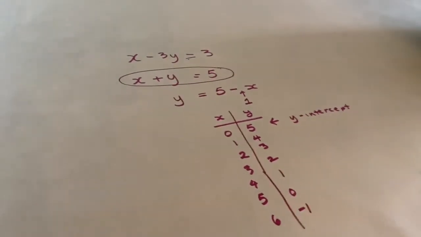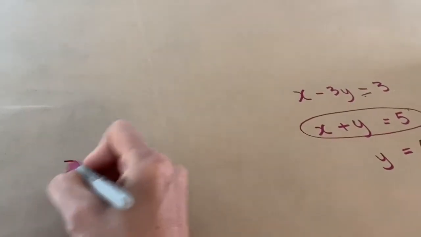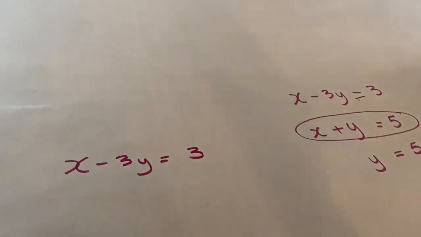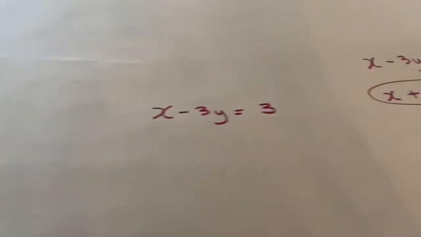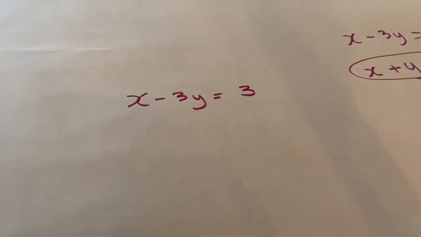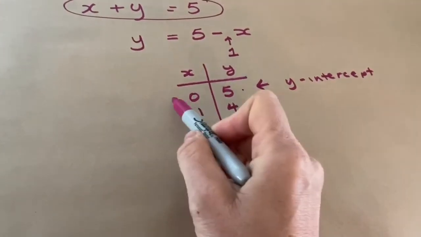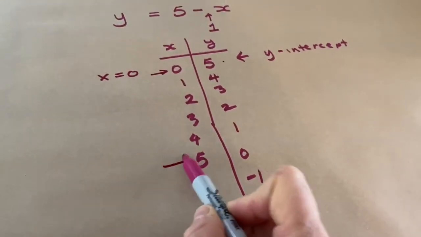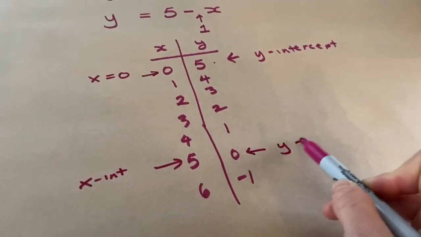Let's look at the second equation. Actually, not the second equation, it's the first one. We have x minus 3y is equal to 3. That one is harder to do using our first method. So what we want to do is use the intercept method. We want to find the y-intercept and find the x-intercept. Don't forget that when you have a y-intercept, the x is equal to 0. And when you have an x-intercept, then over here the y is equal to 0.